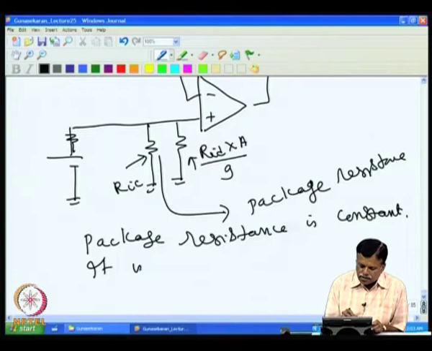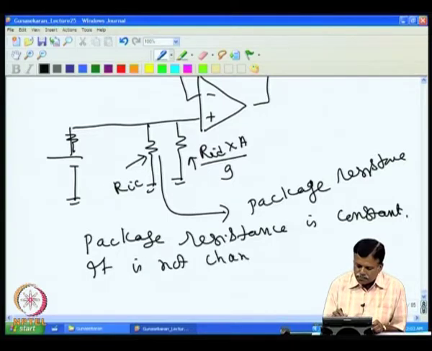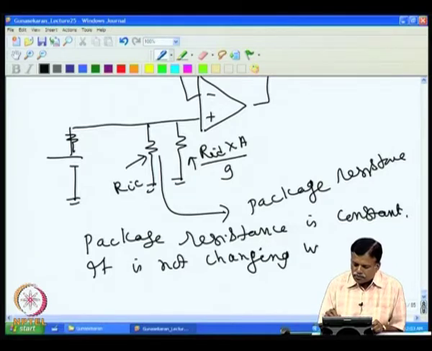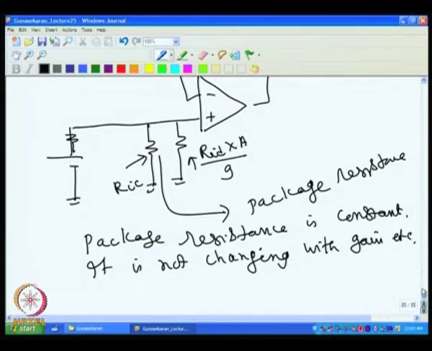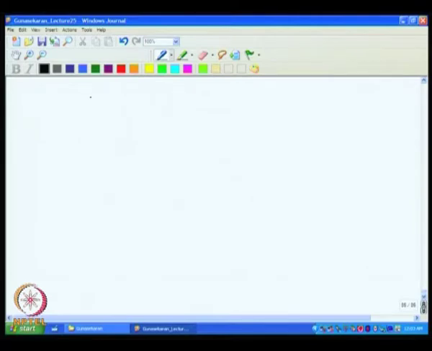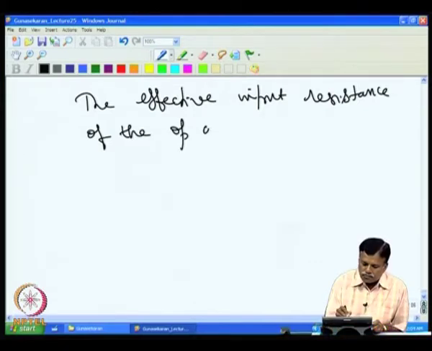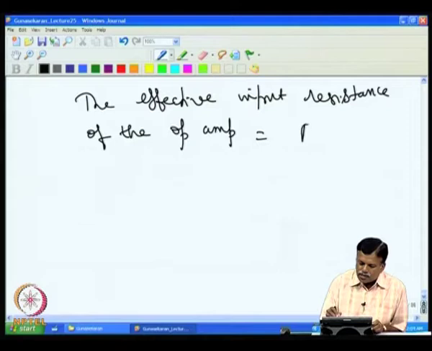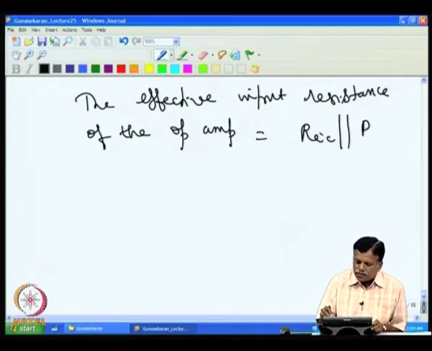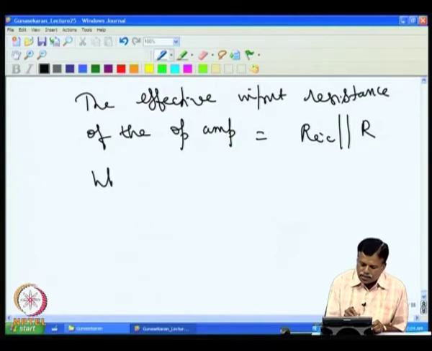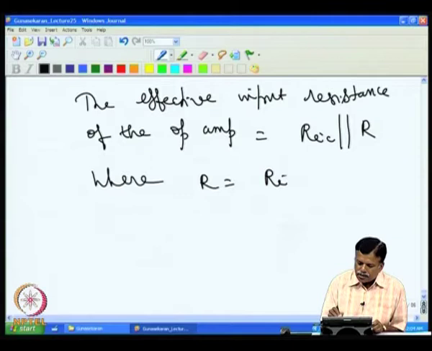It is not changing, with gain, etc. So, the effective input resistance of the op-amp is RIC parallel R, or the other way around, where R is the input resistance, or R is equal to RID into A by G.